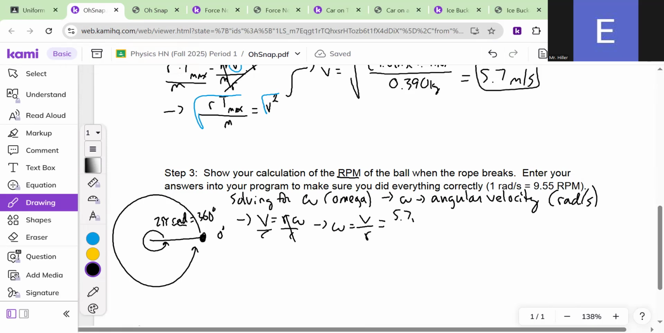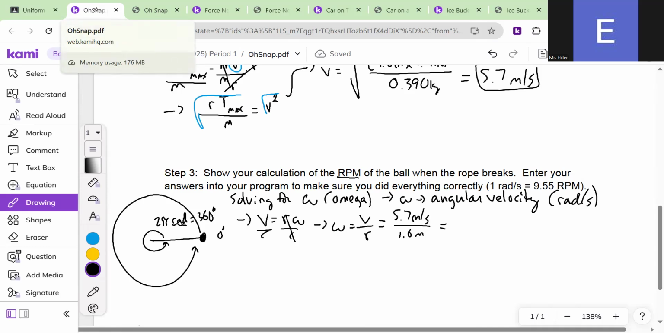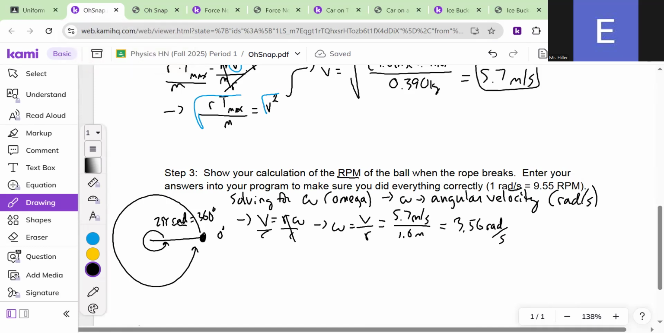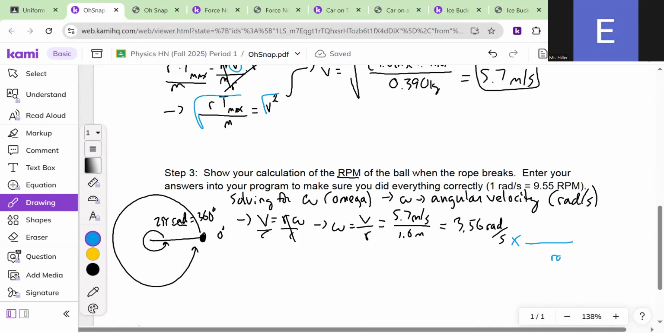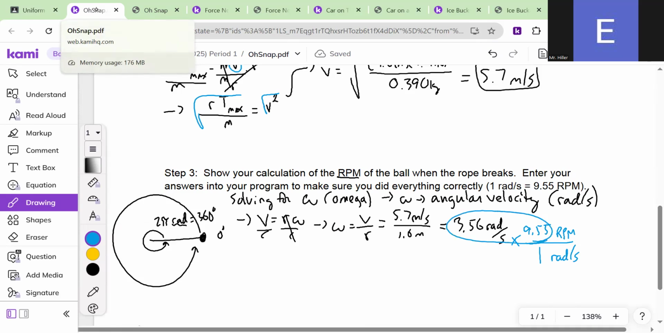We'll go 5.7 meters per second over 1.6 meters. And that's about 3.56 radians per second. Now I'm going to treat radians per second as 1 unit so that I can convert it to revolutions per minute with that one conversion. So to do that, I'm going to put radians per second down here, and I'm going to put revolutions per minute up here. And 1 radian per second is 9.55 revolutions per minute. That tells you you're going to multiply those two things right there.